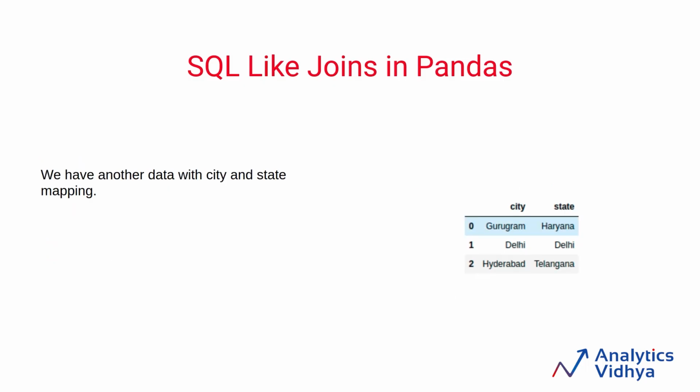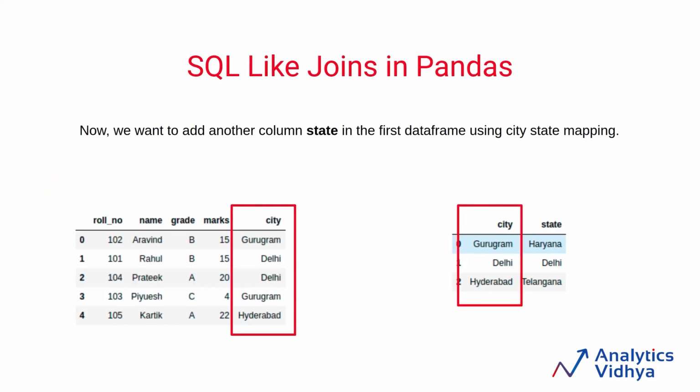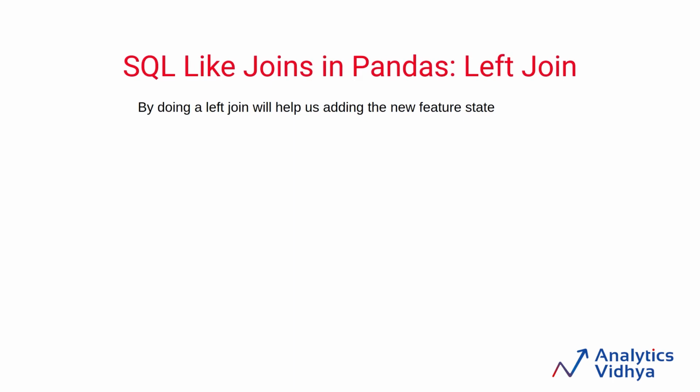Suppose you get a new data frame in which you have the city names and the state names for each city. Now using these two data frames, you want to update the original data frame in such a way that we have all the right state names for each row. This is something you can achieve using the left join of SQL.